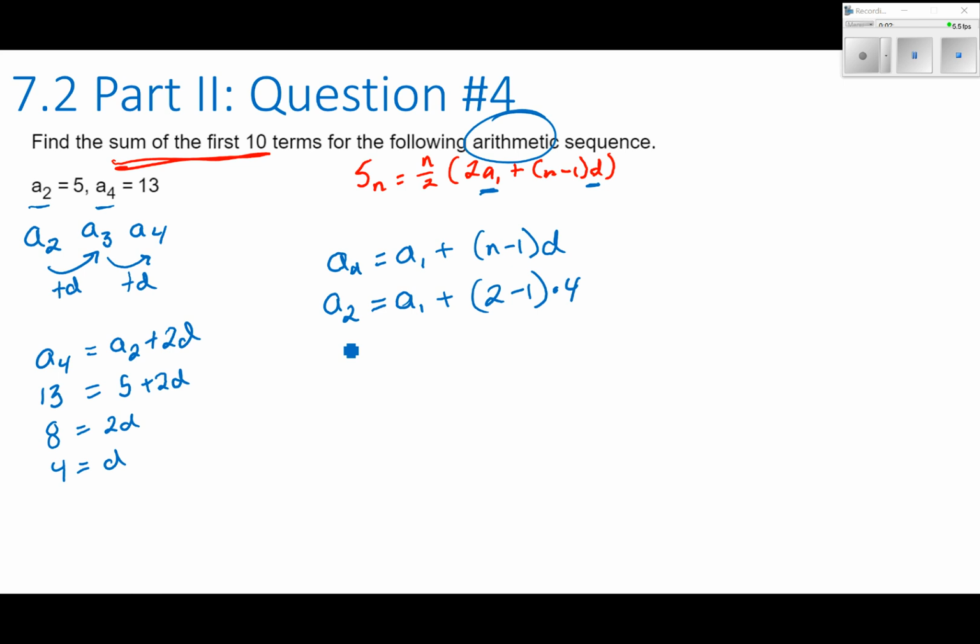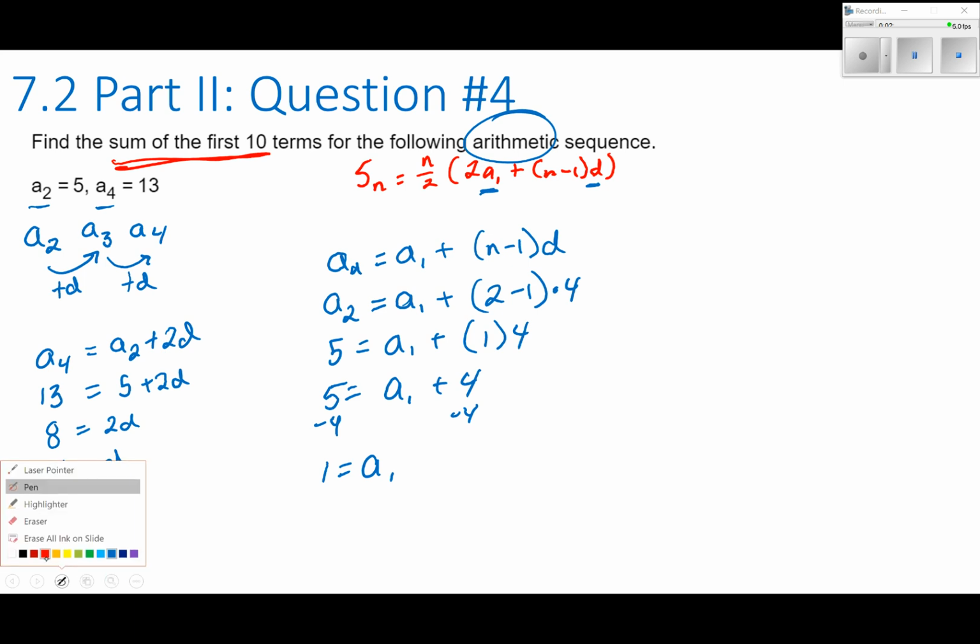A sub 2, I actually know what that number is. That's 5. And 2 minus 1 is just 1, times 4. And so I have 5 equals a sub 1 plus 4. So I subtract 4 from both sides, and I have 1 as my a sub 1. So I know the first term, and I know the common difference.